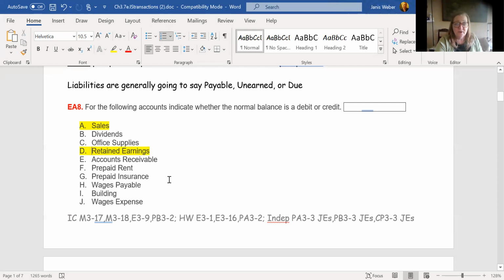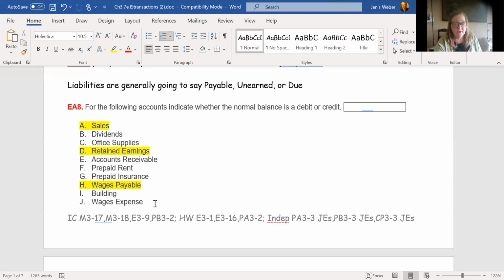Accounts receivable is an asset, so it is a debit balance. Prepaid rent is an account when you pay your rent for next month. You can't show it as rent expense unless it's for this current month, so you show it as prepaid rent. So that's an asset, debit balance account. Prepaid insurance, same thing. You're paying it for a future period, so it is an asset account. Wages payable is a liability, which is a credit balance account. Buildings is an asset, which is a debit balance account. And wages expense is an expense, which is a debit balance account.